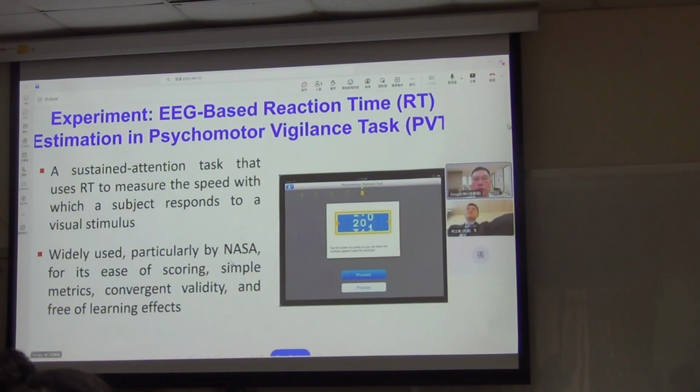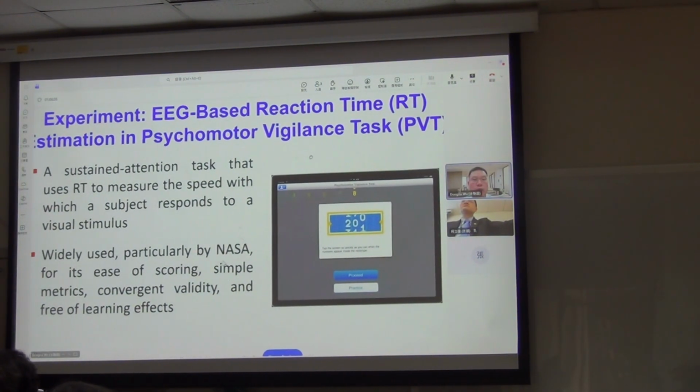Finally, we performed experiments to validate the effectiveness of this simple spatial filtering approach for EEG-based regression problems. We used a dataset first collected by CT and VL a few years ago when we had the joint project. It's EEG-based reaction time estimation in a psychomotor vigilance task, the PVT task. This PVT task is a sustained attention task that uses response time to measure the speed with which a subject responds to a visual stimulus.